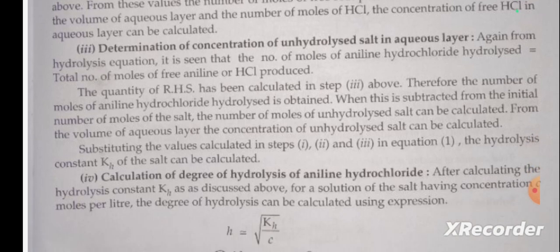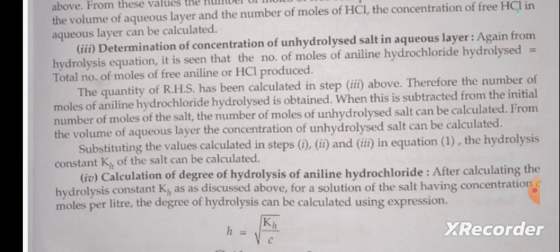Determination of concentration of unhydrolyzed salt in the aqueous layer. Again, from the hydrolysis equation, it is seen that the number of moles of aniline hydrochloride hydrolyzed equals the total number of moles of free aniline or HCl produced. This quantity can be calculated in step 3 above. Therefore, the number of moles of aniline hydrochloride hydrolyzed is obtained. When this is subtracted from the initial number of moles of the salt, the number of moles of unhydrolyzed salt can be calculated. From the volume of the aqueous layer, the concentration of unhydrolyzed salt can be calculated.